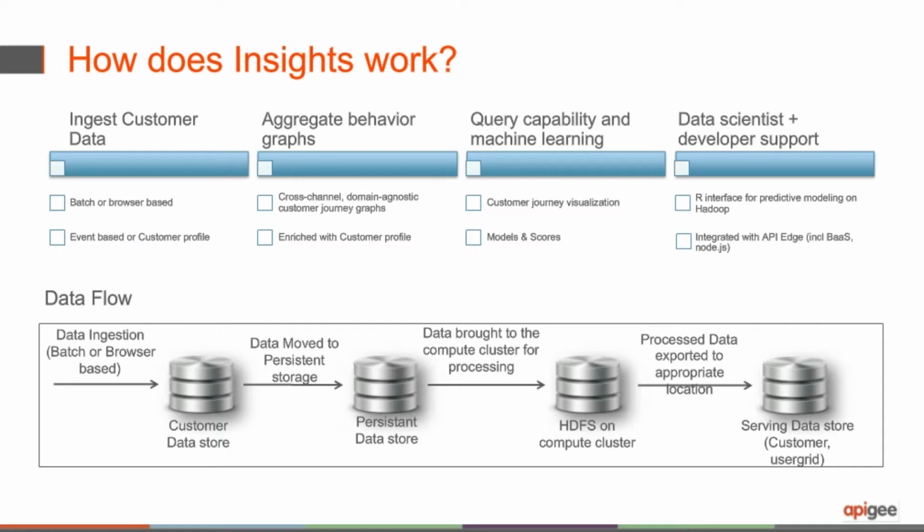Typically, the process looks like this. We ingest the data. The data can be your event-based data, which is a series of actions that a user is performing, and that tells us about your behavior. Or it could be your consumer profile, which tells us about who you are. Once we have the data ingested, we go through the process of creating aggregated behavior graphs on it. These behavior graphs combine your activities with the profile and represent it in the form of graphs.